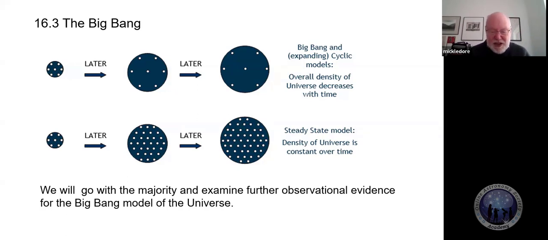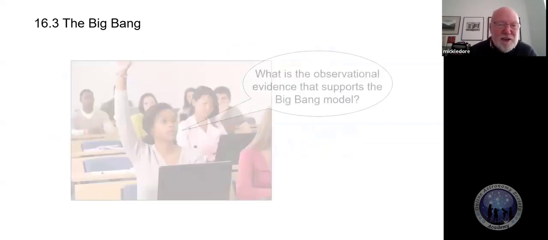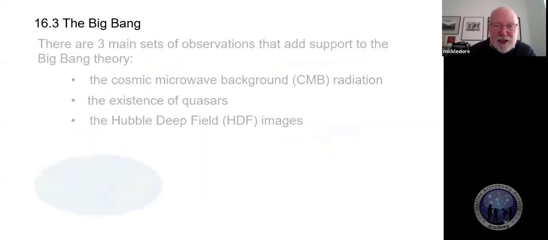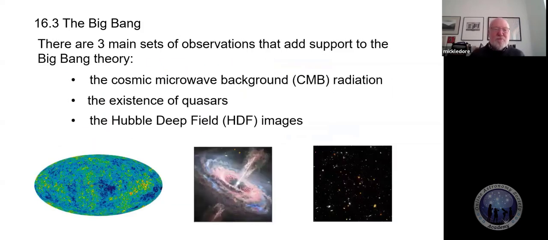So let's go with the majority, and let's have a look at the further observational evidence for the Big Bang. And this very keen student is wanting to know. The others look like they are going to learn a lot as well. Three main sets of observations. There's what we call the CMB radiation, which is the cosmic microwave background radiation. That's the fact that all over the sky, there are microwaves being detected by microwave receivers. So, you might say, these are microwaves that were once part of the Big Bang.